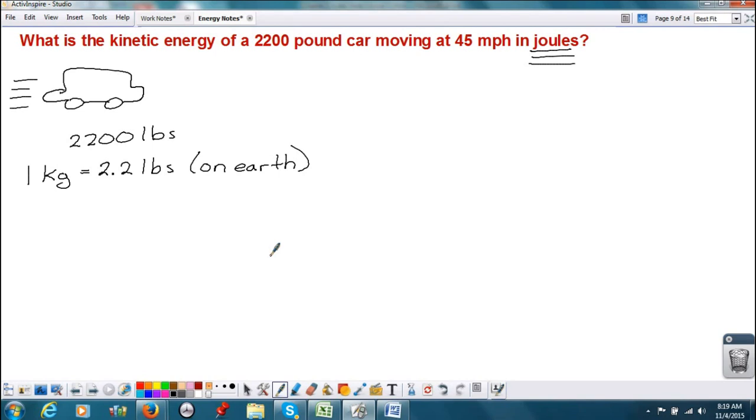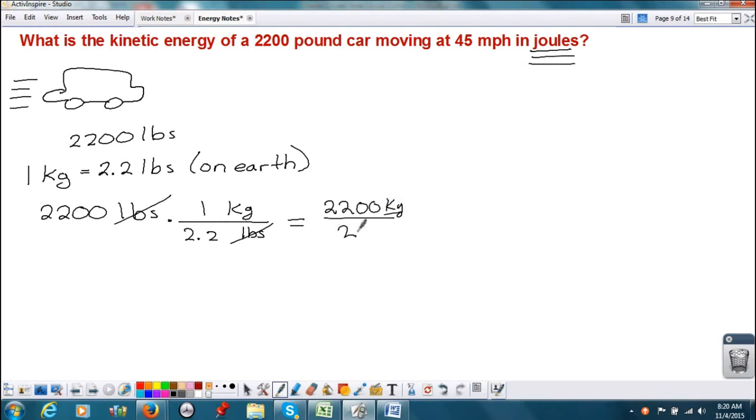Let's go ahead and do that. 2,200 pounds. I want to convert to kilograms, so I need to get rid of the pounds. So I put it in the bottom. And it's 2.2 of those for every 1 kilogram. Pounds is going to cancel out. We're left with 2,200 kilograms over 2.2, which is 1,000 kilograms. Okay, and kilograms is a mass. So we now know our mass is 1,000 kilograms.